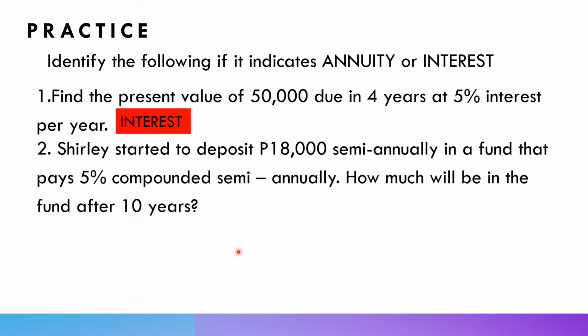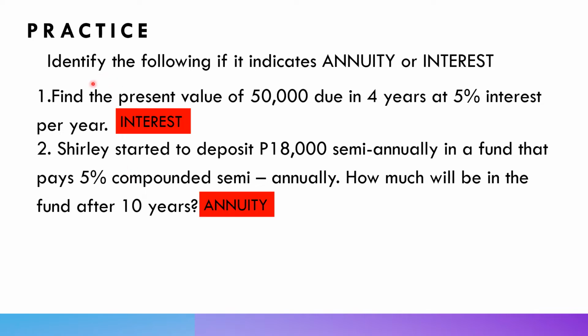Next, number 2. Shirley started to deposit 18,000 semi-annually in a fund that pays 5% compounded semi-annually. How much will be in the fund after 10 years? The keyword here is started. Started to deposit semi-annually. This means she will deposit again after 6 months. She started with 18,000 and will deposit again in the next 6 months. So, this is an example of annuity.